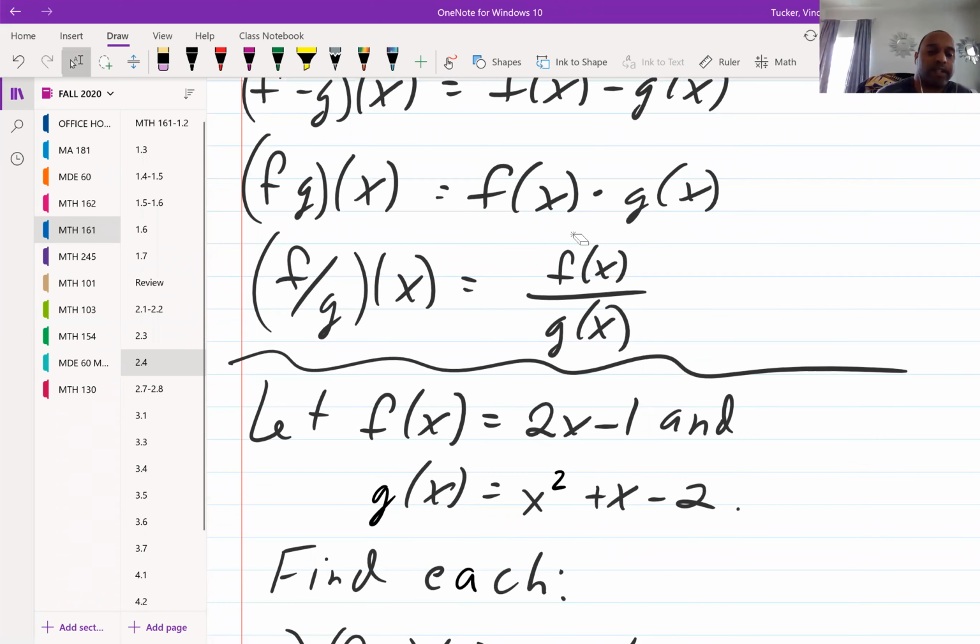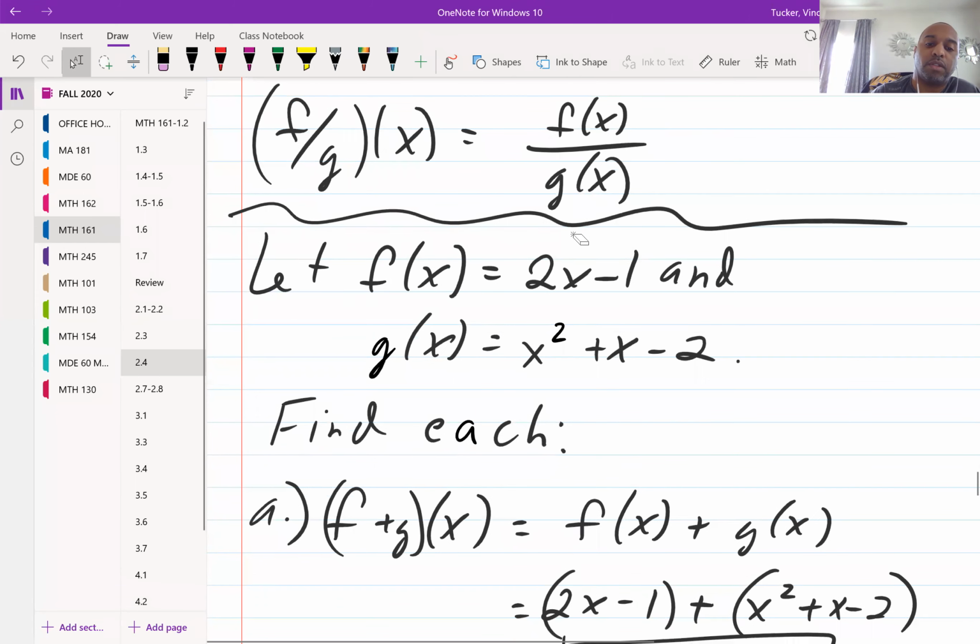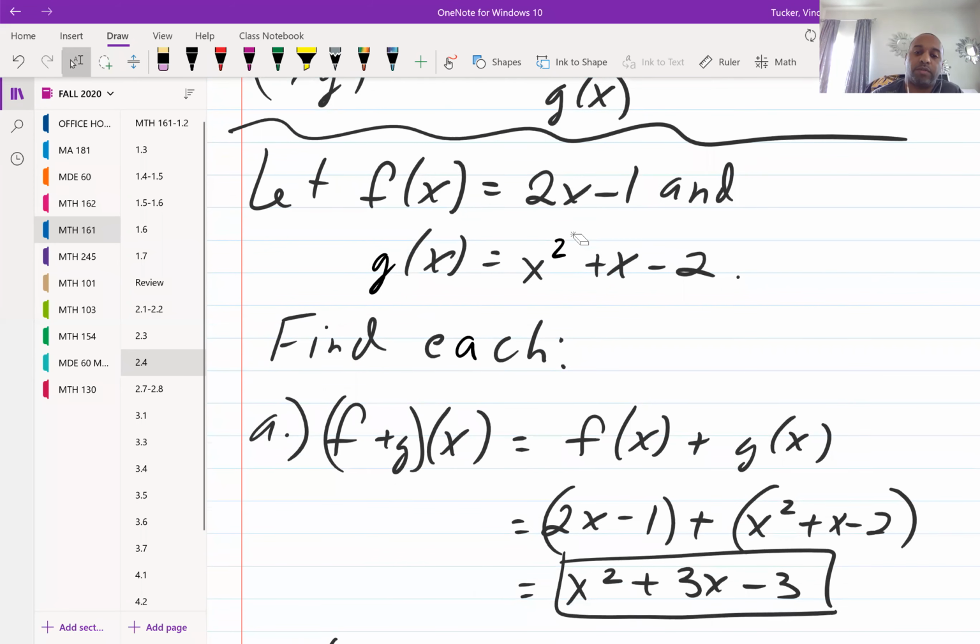So next exercise, they define f of x as being 2x minus 1. g of x is equal to x squared plus x minus 2. And he wants to find each. So the first one, f plus g of x, we'll add our two functions together, 2x minus 1 plus x squared plus x minus 2. So all you would do is combine your like terms. 2x plus x gives you 3x, and then negative 1 and negative 2 gives you that negative 3. Of course, you couldn't add x squared to anything.